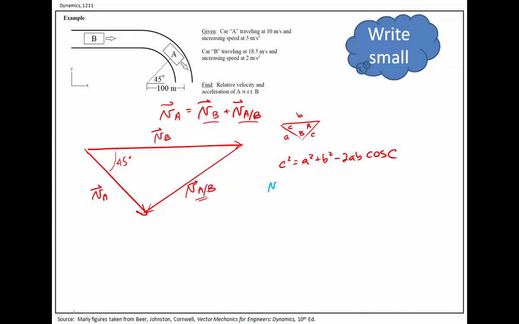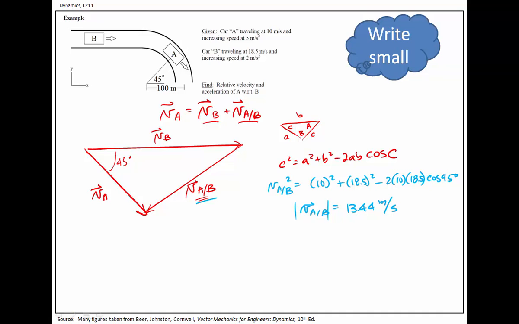Okay, so I would say that VA with respect to B, which is this side right here, squared is equal to 10 squared plus 18.5 squared minus 2 times 10 times 18.5 times the cosine of 45 degrees, and I'd find that VAB with respect to B is equal to 13.44 meters per second, which, if you'll recall from the previous treatment of this thing, was the same magnitude that I found. By the way, that's the magnitude that I'd be finding.